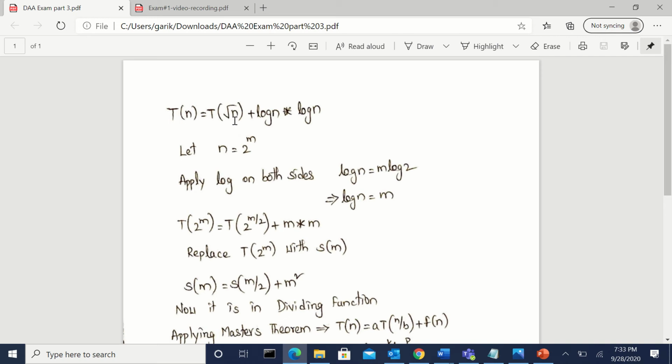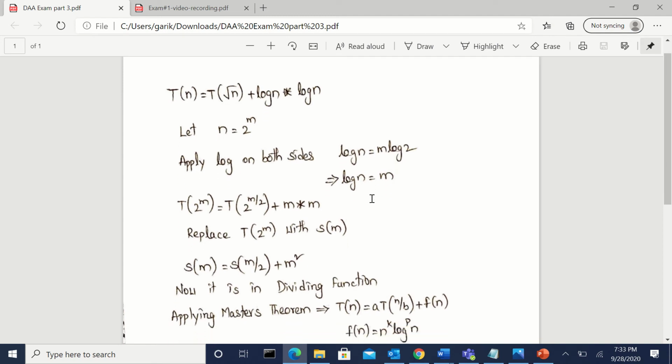In order to convert this root function to a dividing function, let me consider n = 2^m. Applying log on both sides, it becomes log n = log 2^m. Log a^b means b log a, so log 2^m changes to m log 2 base 2, and log 2 base 2 is 1. So log n = m.